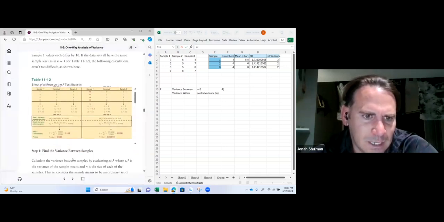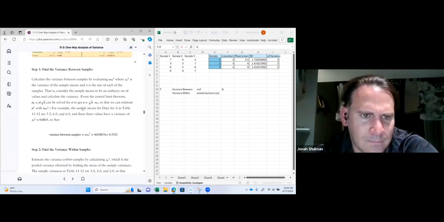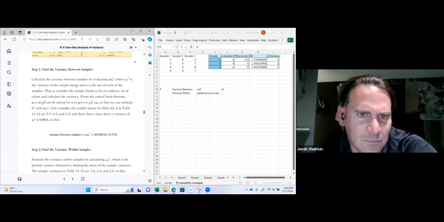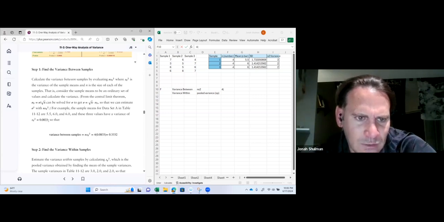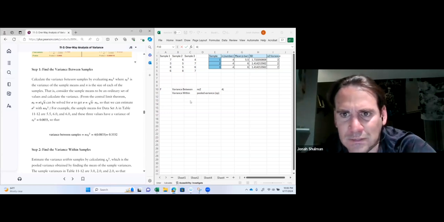Maybe they actually give you a good definition of it. Between samples: the sample means, and n is the size of each sample. So consider the sample means to be an ordinary set of values. For example, the sample means of data set A are 5.5, 6.0, and 6.0. These three have a variance of what? 0.0833. So we need the variance of each of the means themselves.